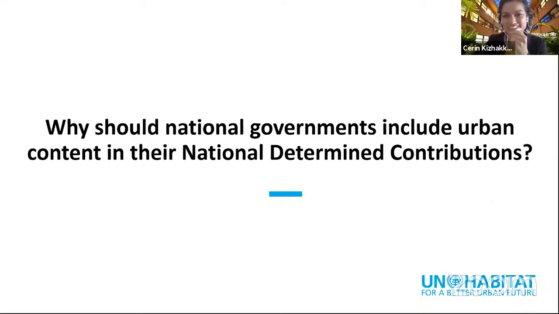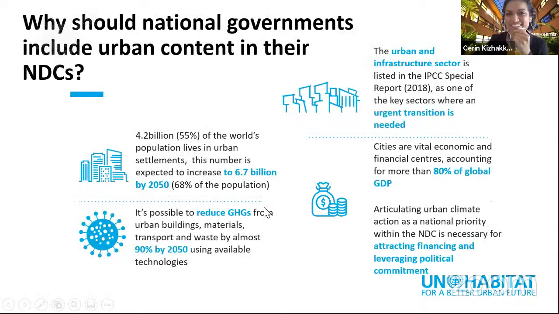I provided some answers to that as well, just in case everybody is shy. So why should national governments include urban content in their NDCs? We have 4.2 billion people, about 55%, living in urban settlements, and this is about to increase. We have a possibility of reducing GHG emissions from buildings, materials, transport and waste, as you have heard with the city examples before, by almost 90% by 2050.